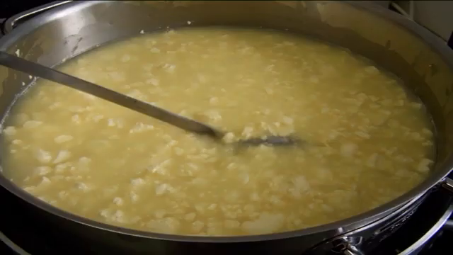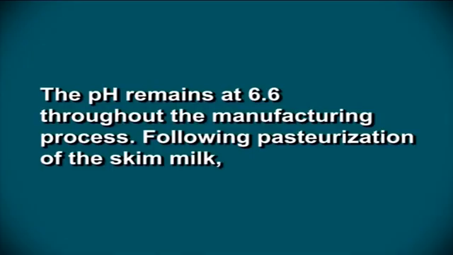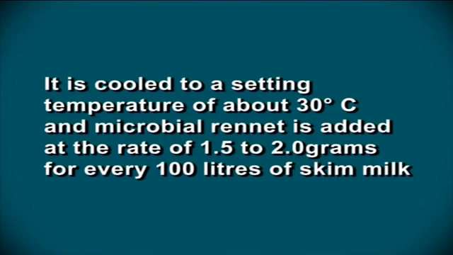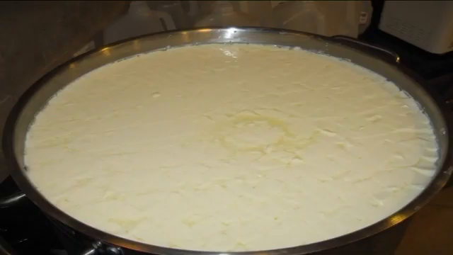Rennet casein manufacture. When rennet casein is made, the skim milk is not acidified. Hence, the pH remains at 6.6 throughout the manufacture process. Following pasteurization of the skim milk, it is cooled to a setting temperature of about 30 degrees Celsius and microbial rennet is added at the rate of 1.5 to 2 grams for every 100 liters of skim milk. The rennet added milk is kept undisturbed till a firm gel is formed. The renneting process completes in 40 minutes.